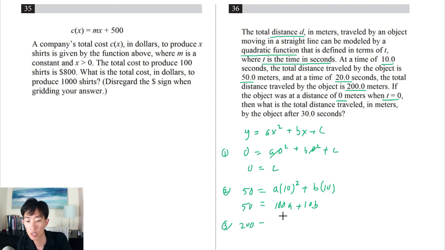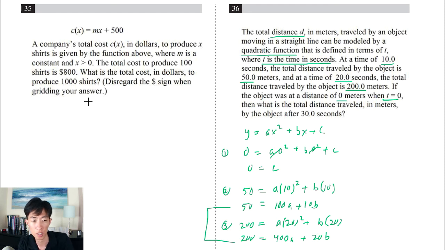So 200 equals a times 20 squared plus b times 20. That becomes 200 equals 400a plus 20b. So these are the 2 equations that I want to work with. So I'm going to rewrite them over here. All right, so I have 2 equations with 2 unknowns. I usually like to do elimination.